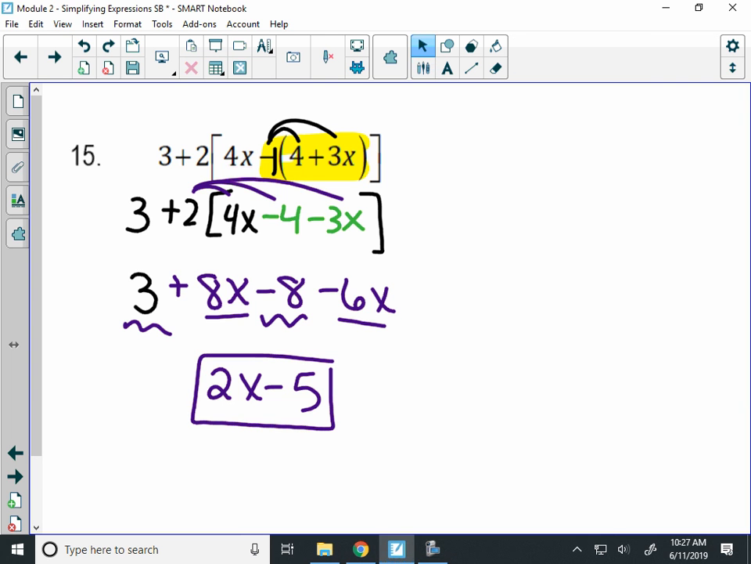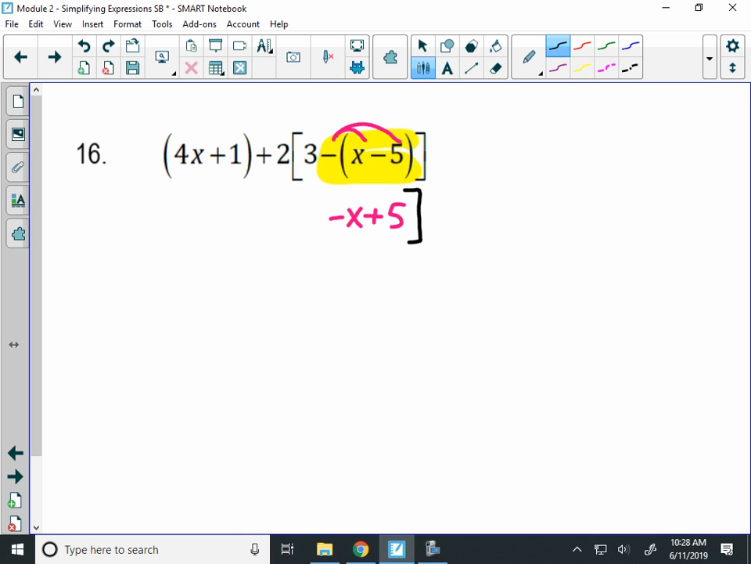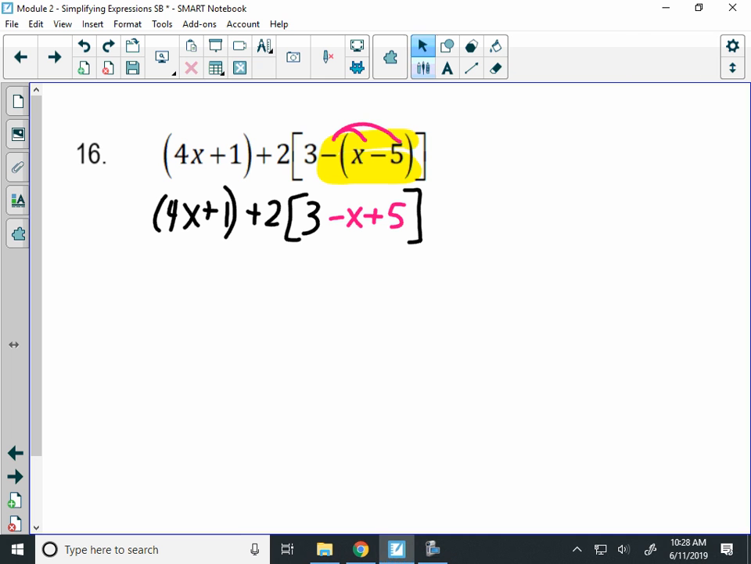All right, last one. Number 16. Start by distributing the negative in the innermost parentheses here. So that's going to be negative x plus 5. Now everything else gets built up. Now there is a first set of parentheses there. I'll get to that in a minute. Let's distribute the 2 next. So distribute the 2 to everything.